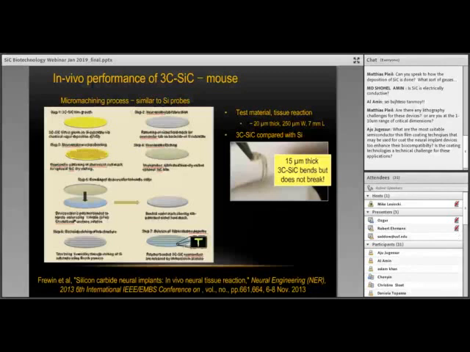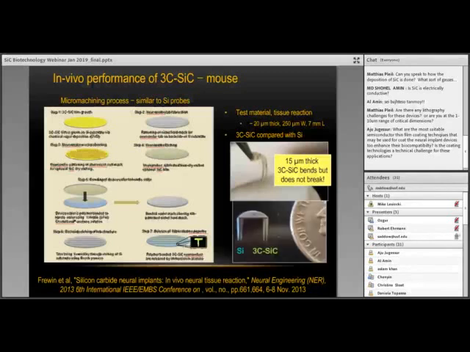It's quite nice. So what we did for our in vivo studies, we prepared two sets of probes. One was for the left hemisphere of the mouse brain. The other one was for the right hemisphere. One side were two triangular, very damaging, very sharp silicon probes. The other side were two triangular, very damaging, very sharp silicon carbide probes, and we use that to do in vivo studies, which I'll discuss in a moment.